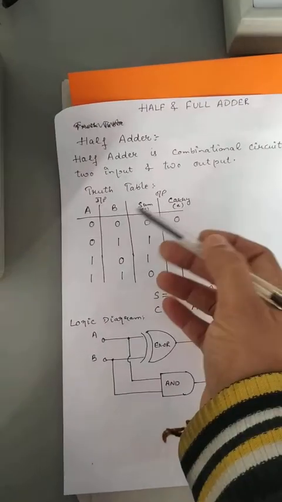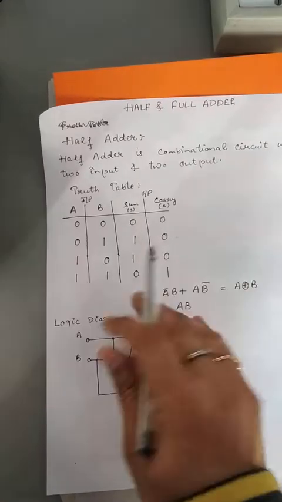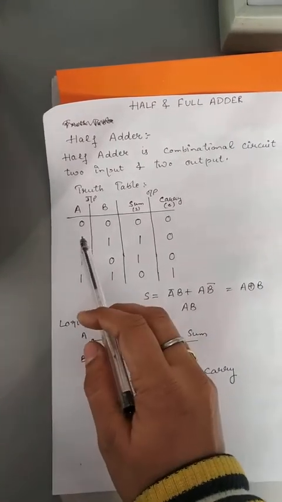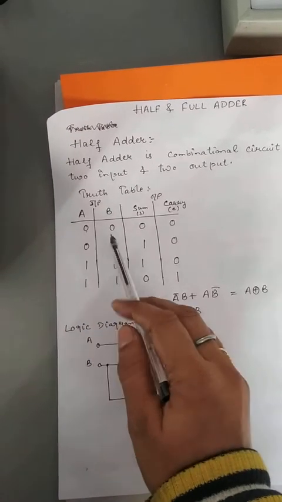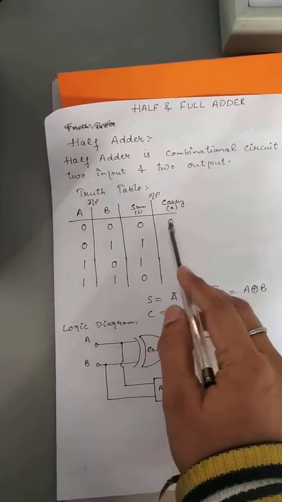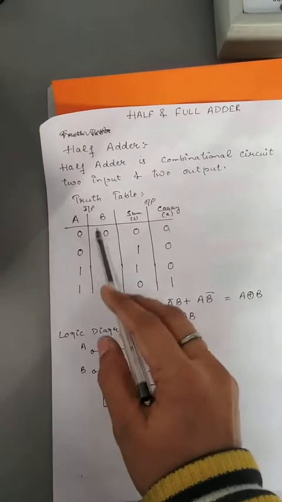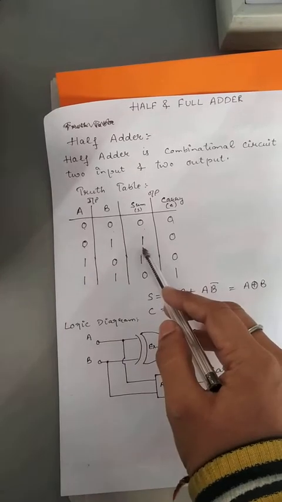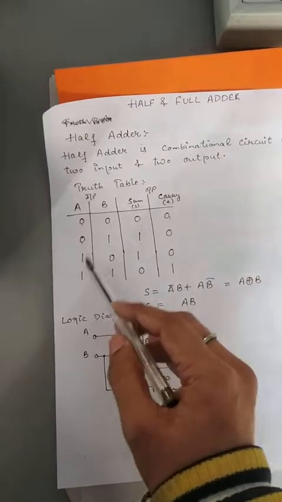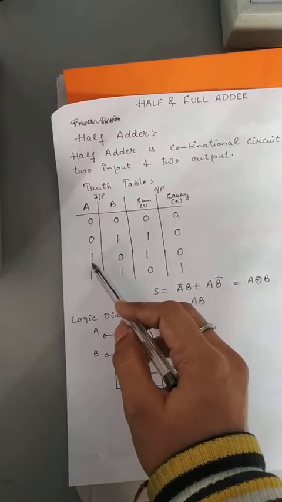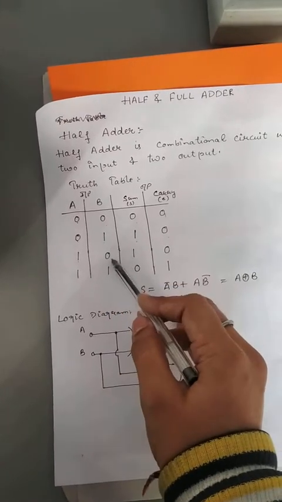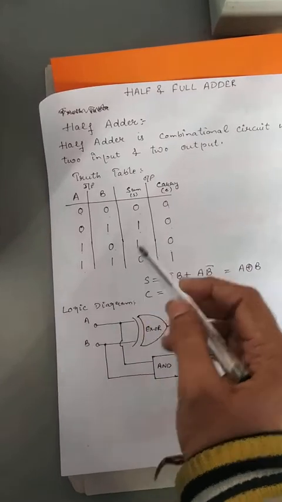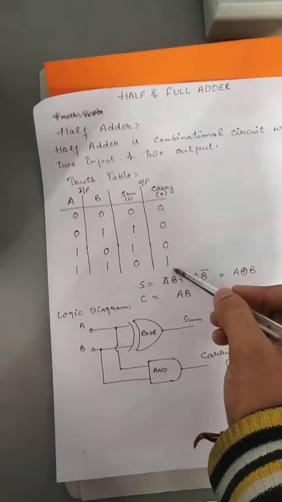Now this is simply the truth table for your half adder. These are the inputs, A and B. When A is 0 and B is 0, its sum will be 0 and its carry will be 0. When A is 0 and B is 1, its sum will be 1 and carry will be 0. When A is 1 and B is 0, your sum will be 1 and carry will be 0. And when both are 1, your sum will be 0 and carry will be 1.